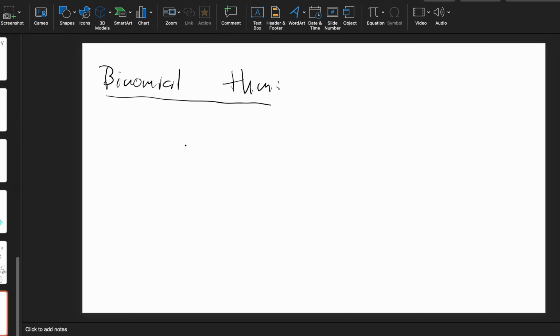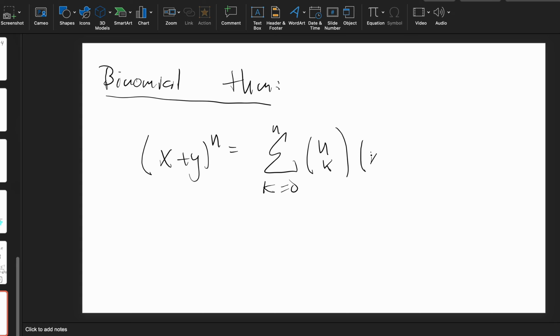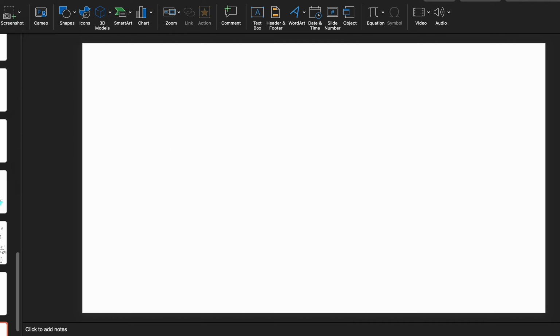So the binomial theorem says that (x plus y) to the nth power will be equal to the sum from k equals 0 up to n of n choose k, x to the n minus k, y to the k. All right, what does this mean? Let's do an example. Let me use the binomial theorem to figure out what (x plus y) to the 4th power is.